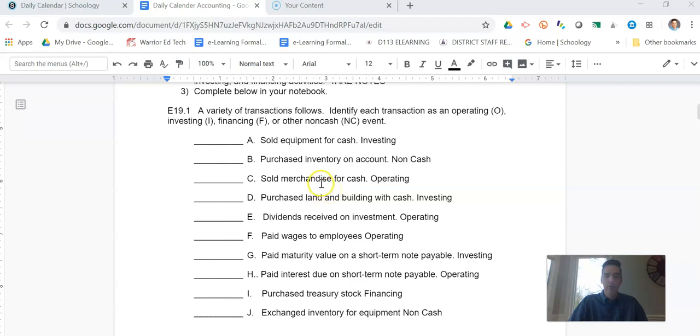Sold merchandise for cash. So in this case, we're selling our inventory. Our inventory is a current asset. So if it's a current asset or current liability, that would be under the operating section. Purchase land and building with cash. Those are long-term assets, so that would be investing.